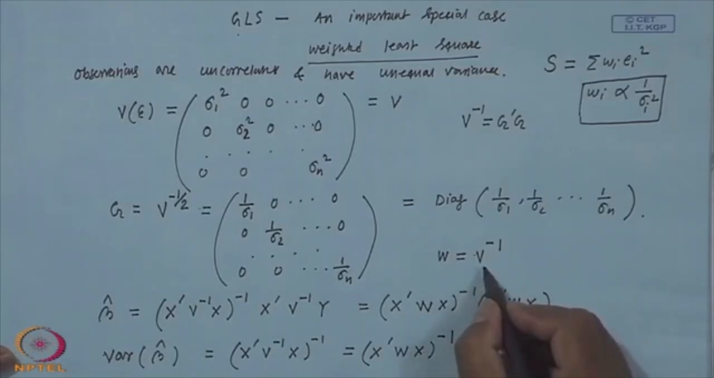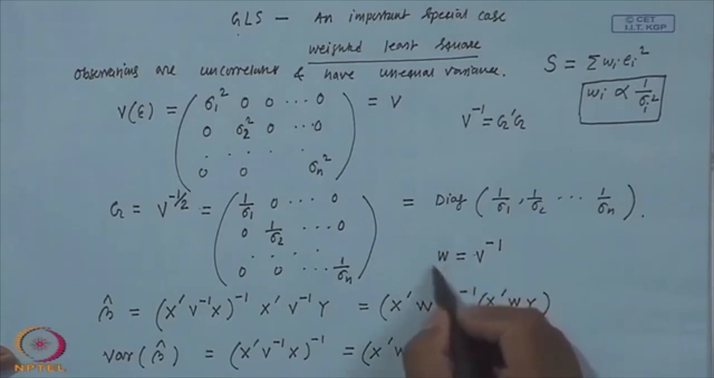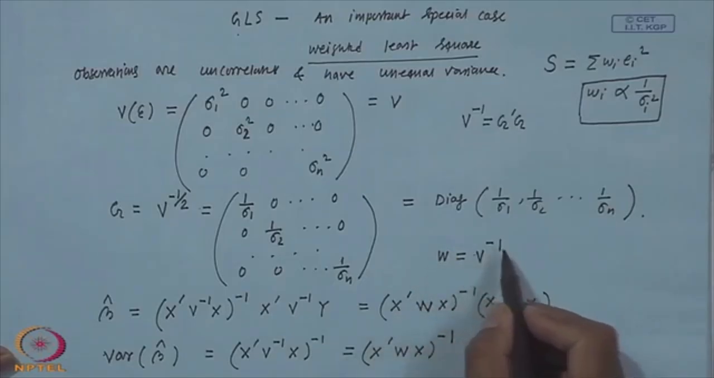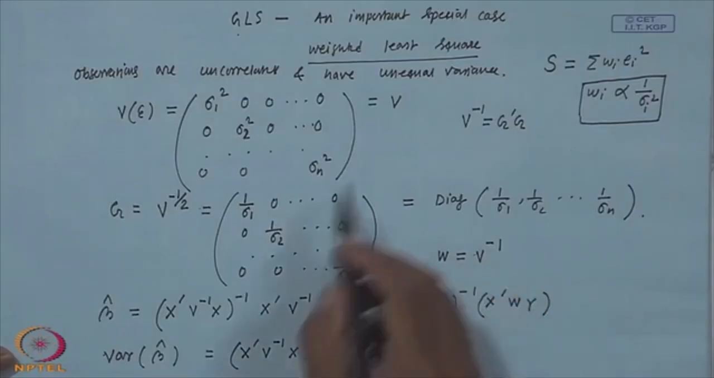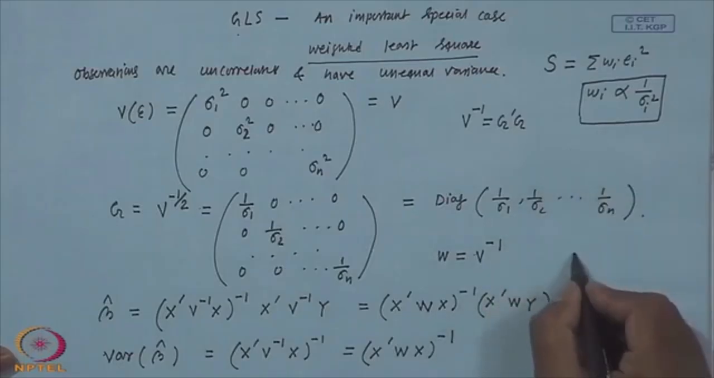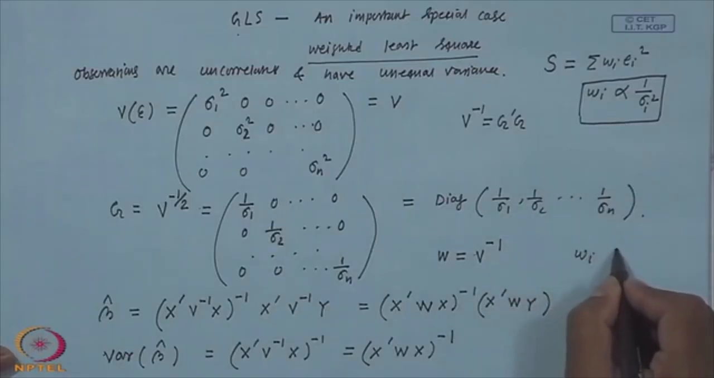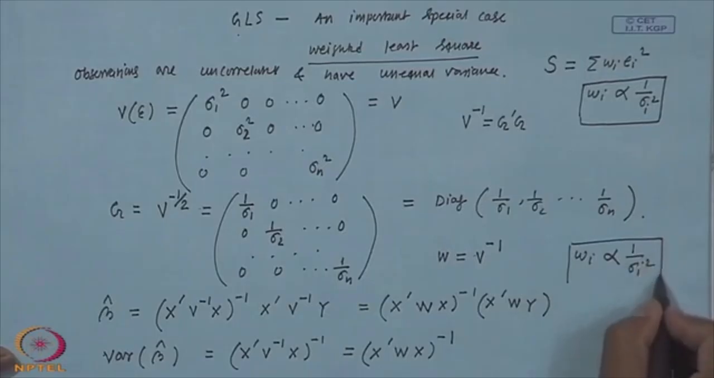So this explains the weight we are talking about in the weighted least square. The weight is nothing but this V inverse, whereas V is this matrix, and then it is clear that w i is proportional to 1 by sigma i square. So, I explained this part.